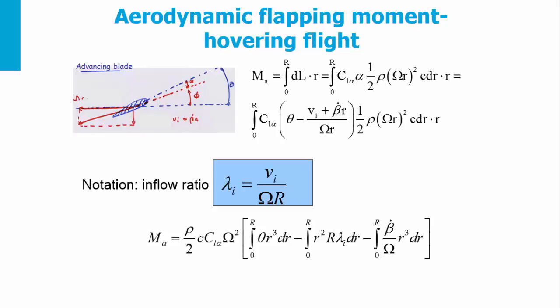In this way, we can decompose the aerodynamic moment in three integrals. One integral depending on the pitch angle, one depending on the inflow ratio, and one depending on the beta dot flapping velocity. Each integral can be easily performed as the values are constant and do not depend on the radius.